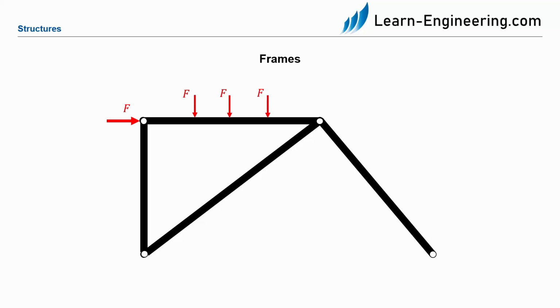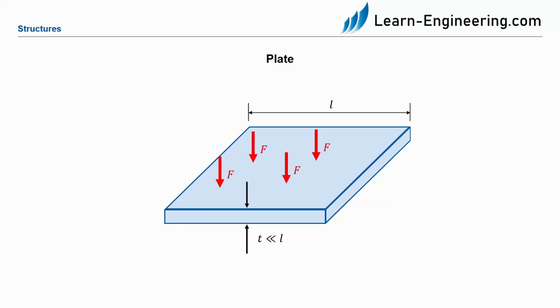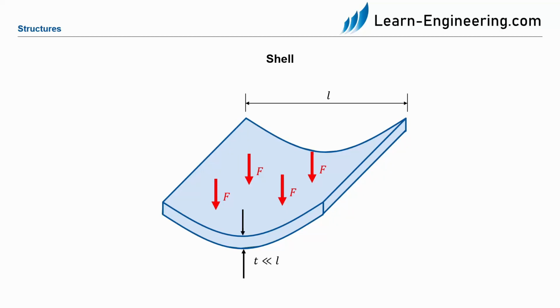If we have several bars or rods or beams which are connected to each other, we call these connected bodies frames. In case of a two-dimensional body whose thickness is much smaller than the characteristic length L, and if the attacking forces are on the same plane, this body is called disk. However, if the forces are perpendicular to the body, we are talking about a plate. If it is a curved plate, the body is called shell.